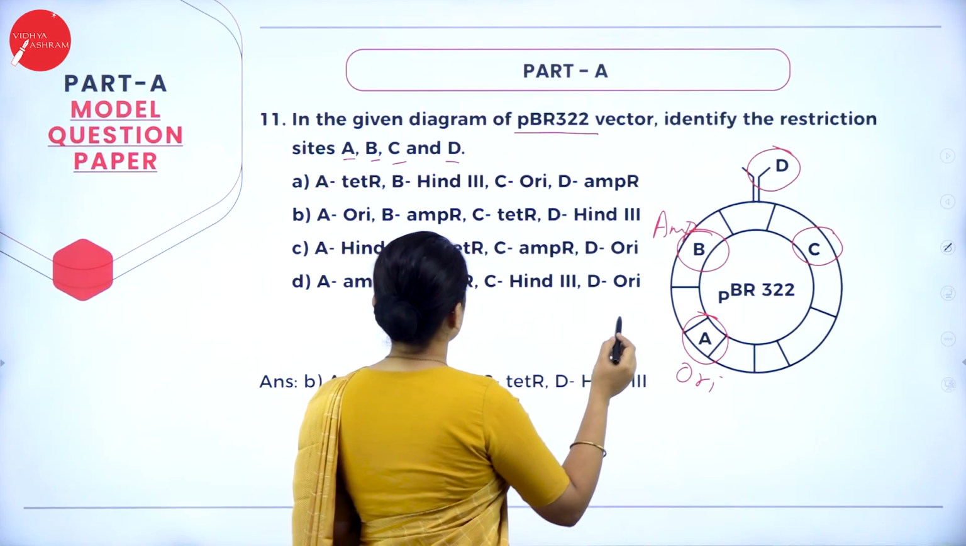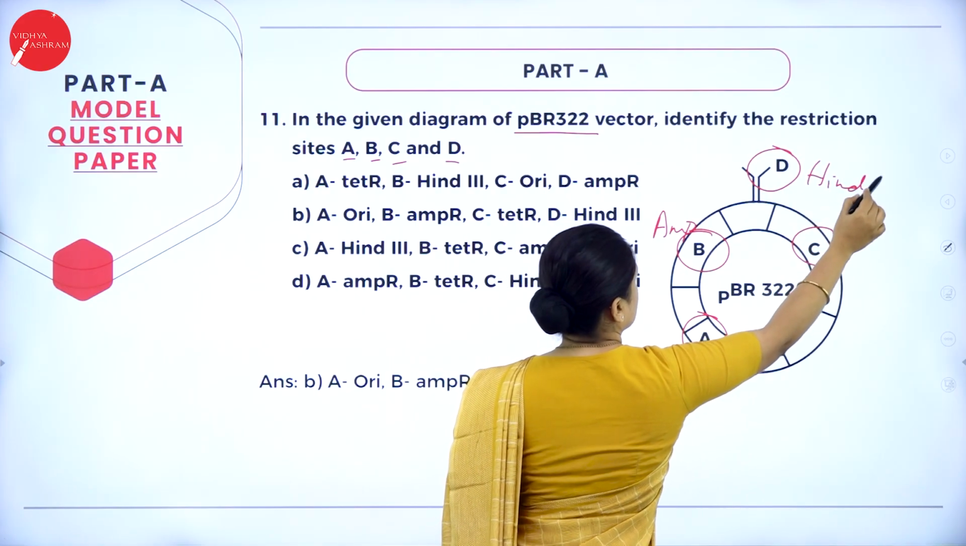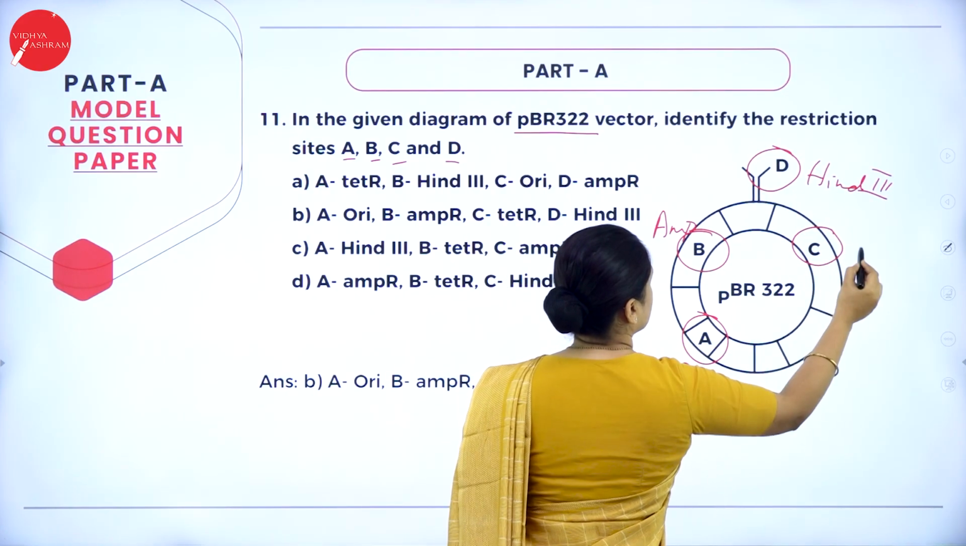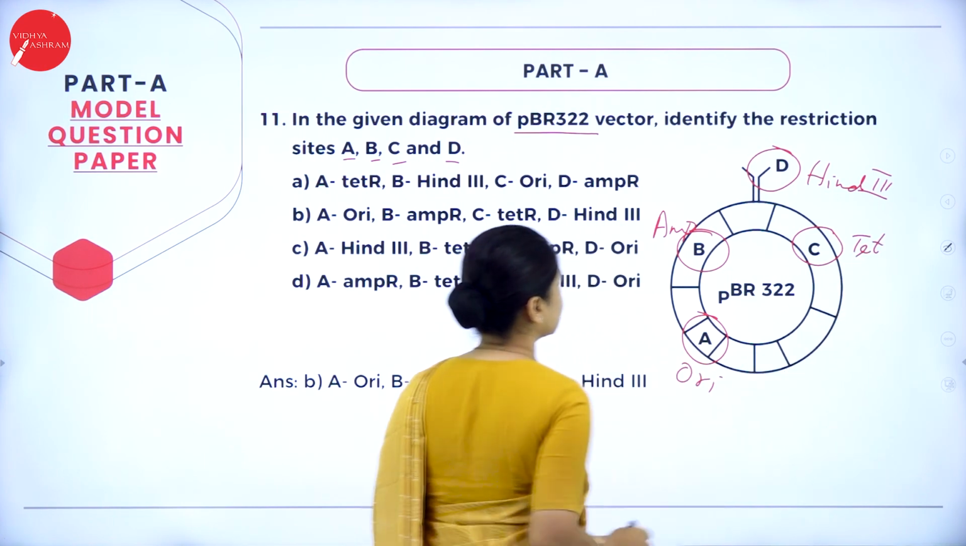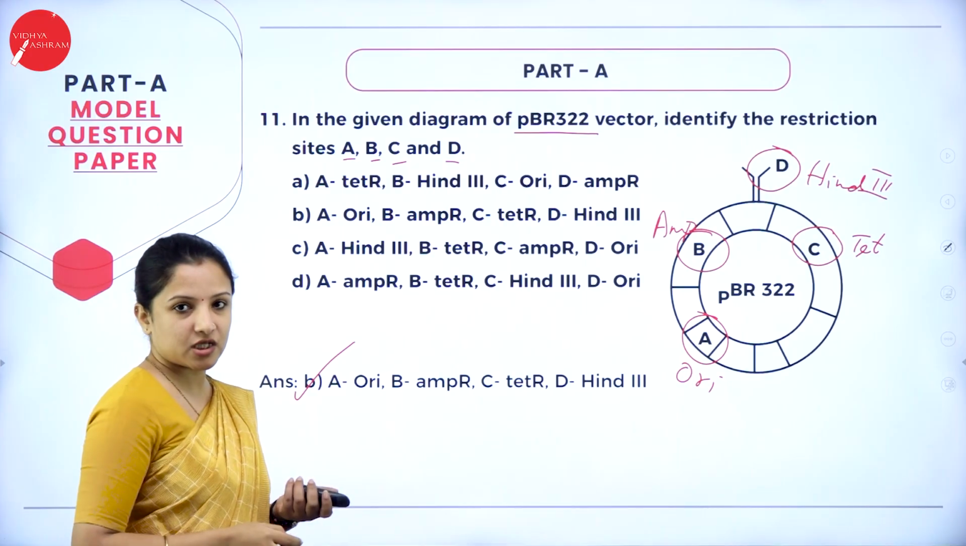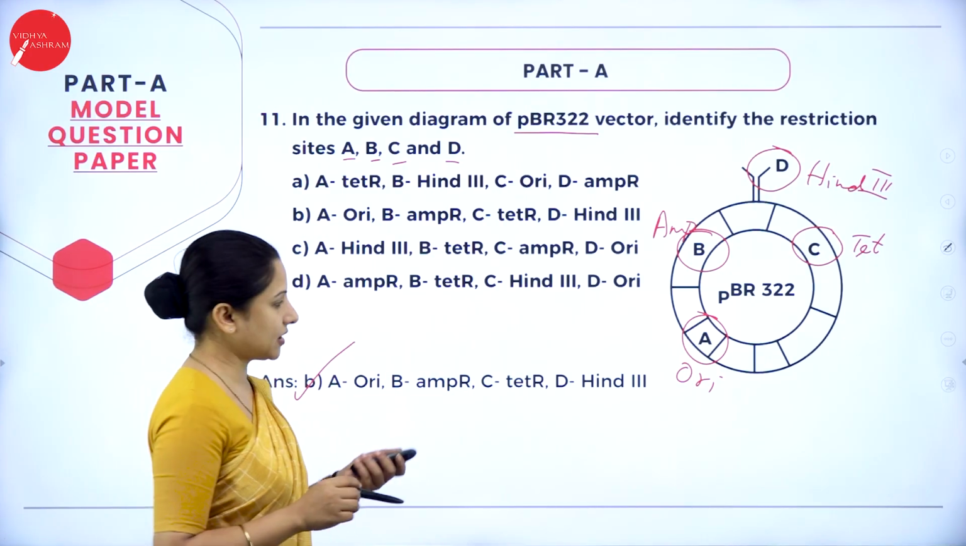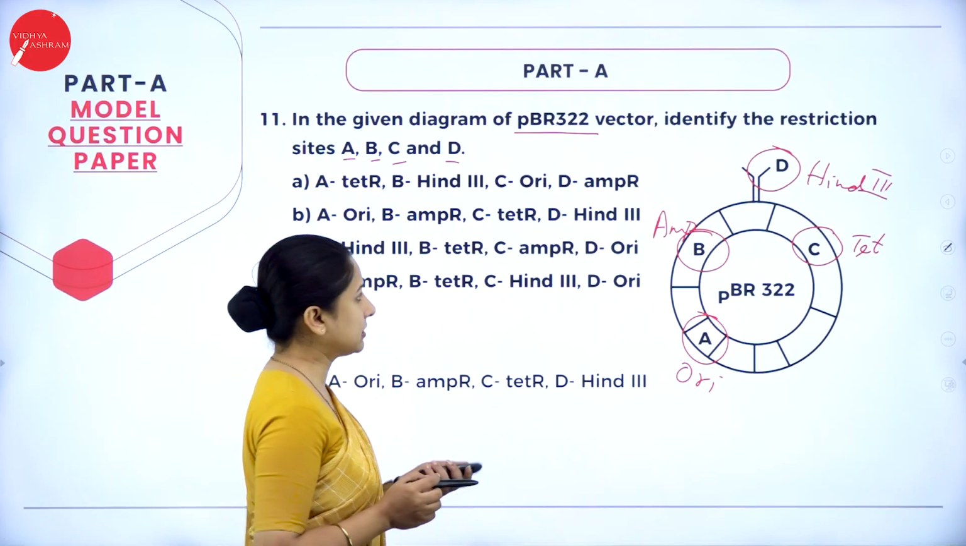D stands for HindIII. And C stands for the tetracycline resistant site. So therefore, the option for this is option B: A, Ori region, B, ampicillin resistant site, C, tetracycline resistant site, and the D is the HindIII.